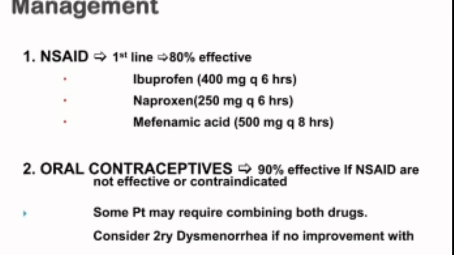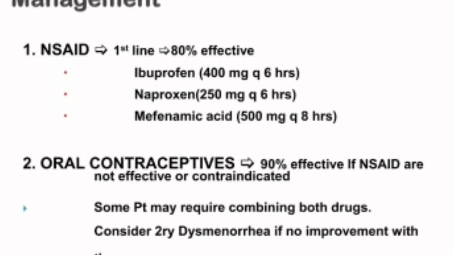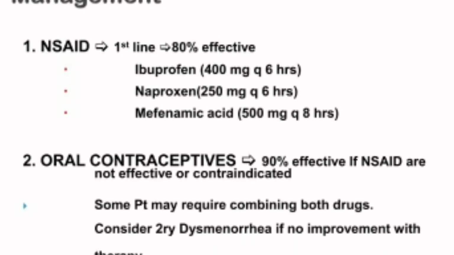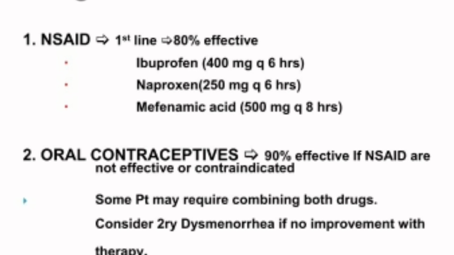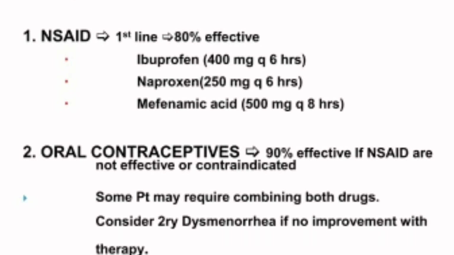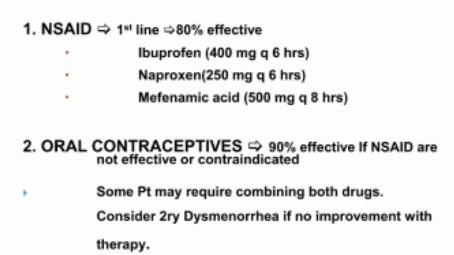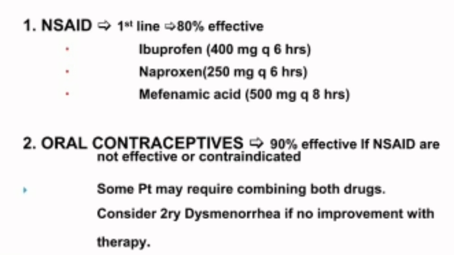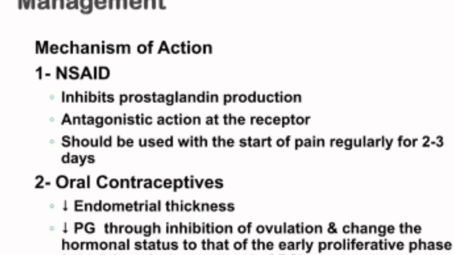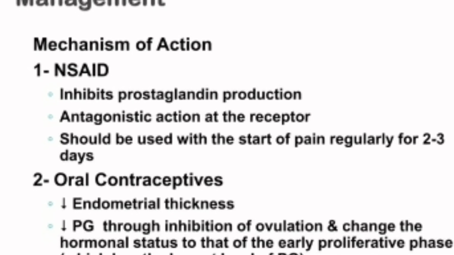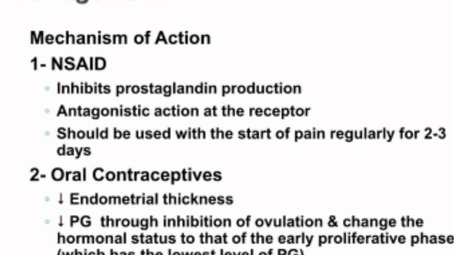NSAIDs, in that ibuprofen, naproxen and mefenamic acid, and oral contraceptives that are 90% effective if NSAIDs are not effective or contraindicated. Some patients may require combining both drugs, considering secondary dysmenorrhea if no improvement with therapy. Mechanism of action: NSAIDs inhibit prostaglandin production. Antagonists acting at the receptor should be used, starting with the onset of pain, regularly for 2 to 3 days.